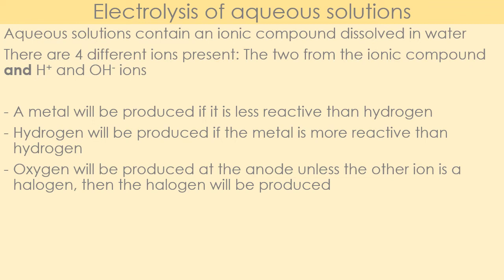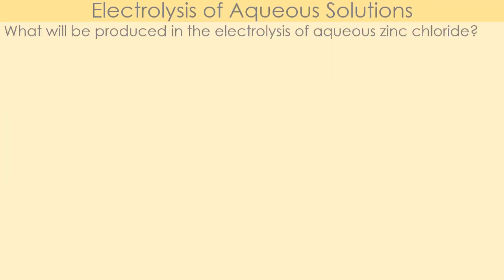So we've got those rules. 3 rules, really only 2 rules. We're looking at the metal and the hydrogen one is kind of the same one. And then we'll just look at oxygen and the halogen. Let's look at some examples.